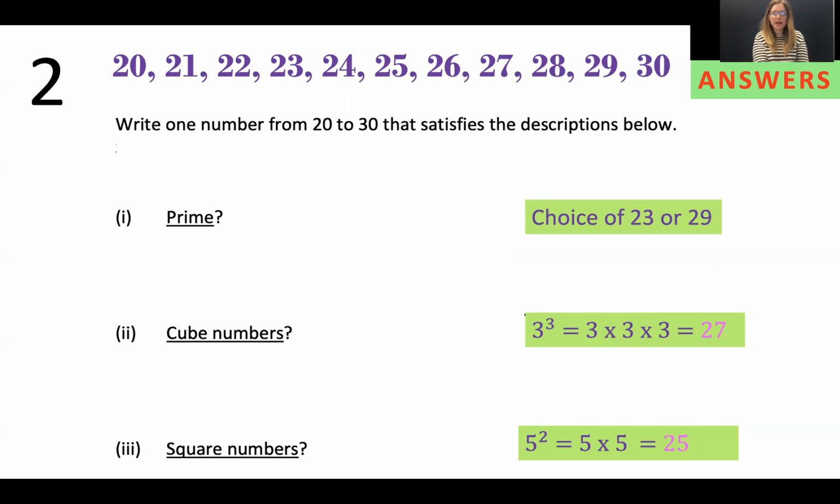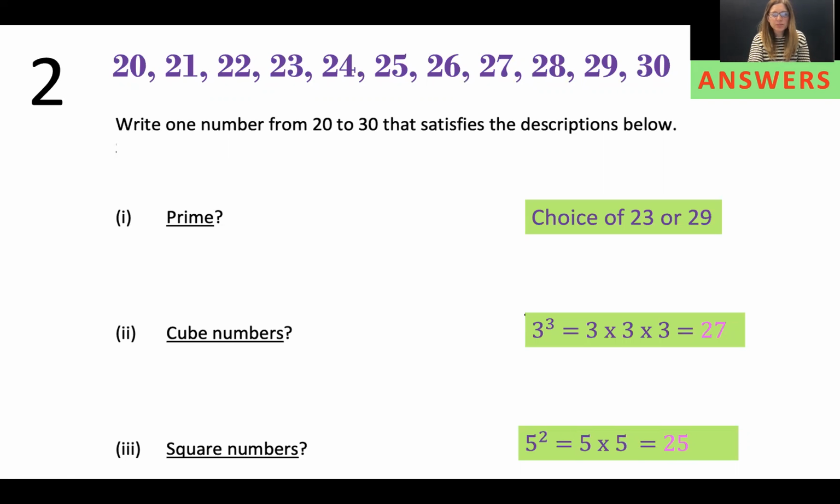Okay, let's move on to question 2. Here are our 11 numbers. So a prime number, we've got either 23 or 29. Cube numbers, we know that 2 cubed is going to be 8. 4 cubed is going to be 64. So we've only got one solution, that's 3 cubed, which gives us 27. And for square numbers, again, only one solution, 5 squared gives us 25.